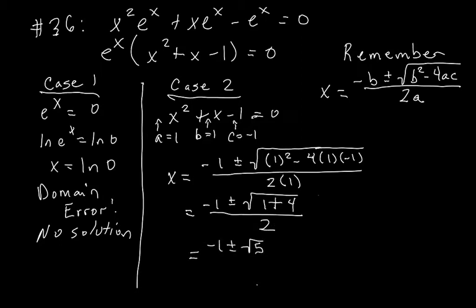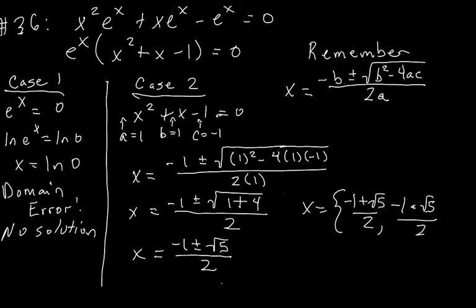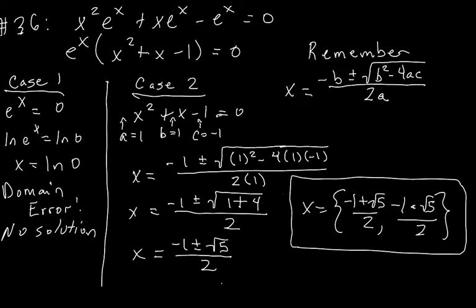Of course, 1 plus 4 is 5. And we can do x. So your answer then becomes this. Which again isn't pretty, but that doesn't mean that it's not the right answer.